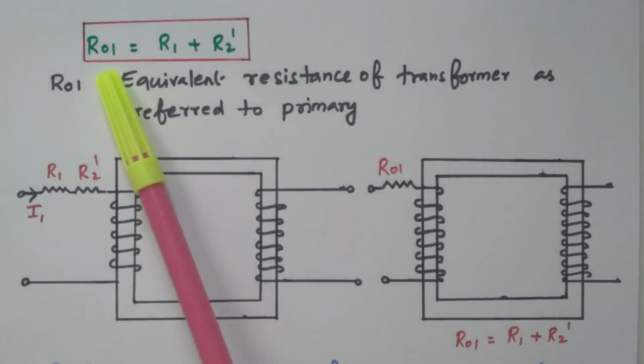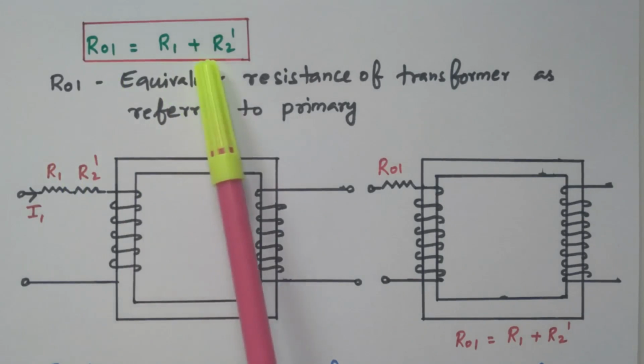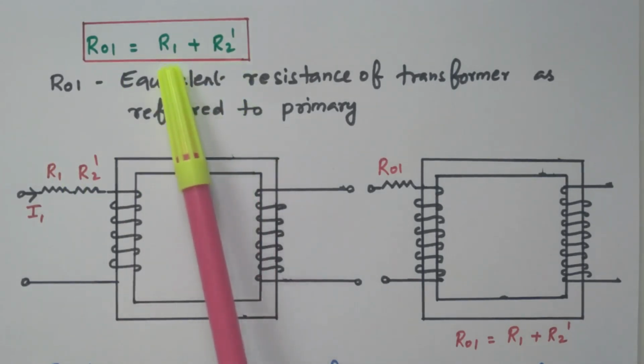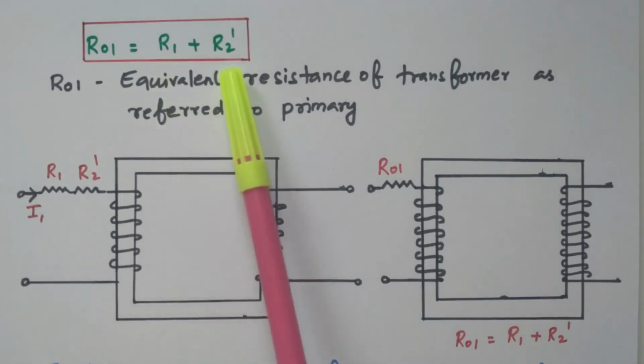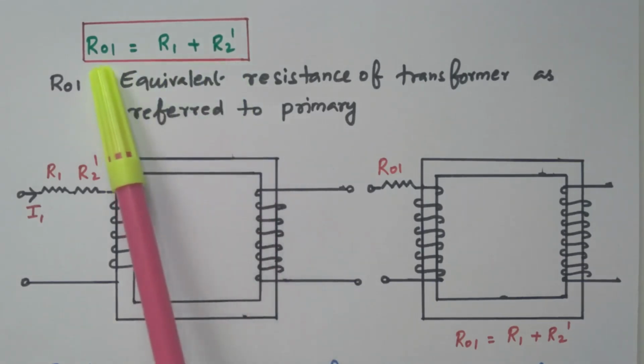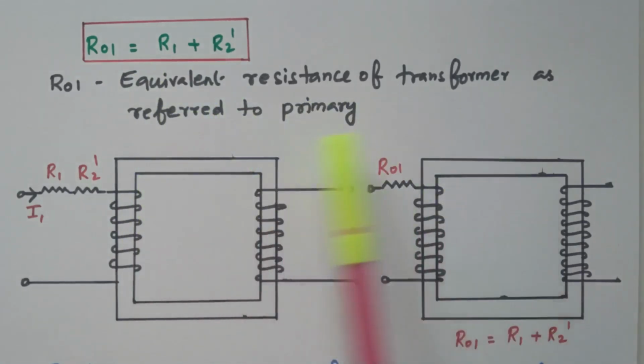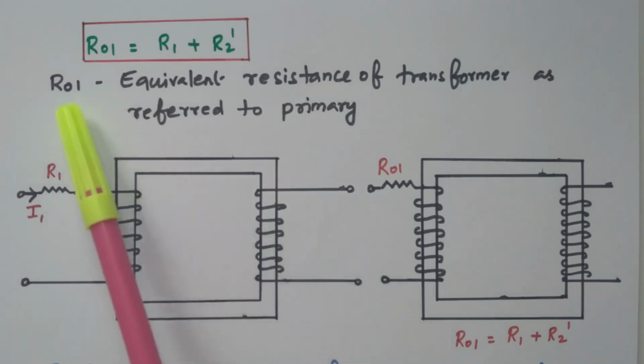So the total resistance in the primary is R01. By referring primary as well as secondary, it is nothing but R1 plus R2 dash. R1 is the resistor of the primary, R2 dash is the secondary resistor, while transferring to the primary it becomes R2 dash. So R1 plus R2 dash in total is nothing but R01, that is the equivalent resistance of the transformer as referred to the primary. That is, the secondary resistor is transferred to the primary, so it is called R01.